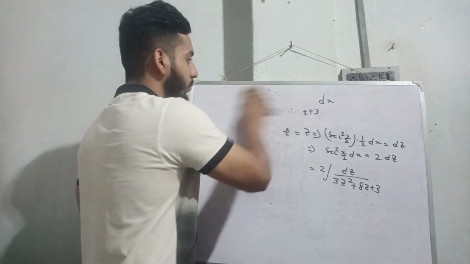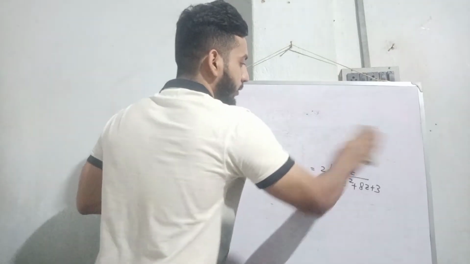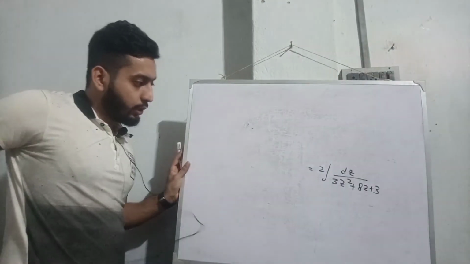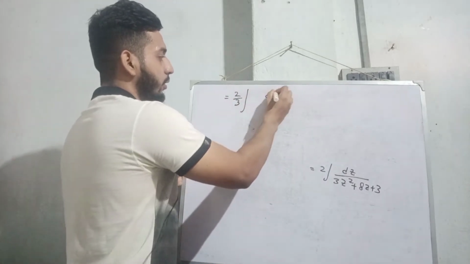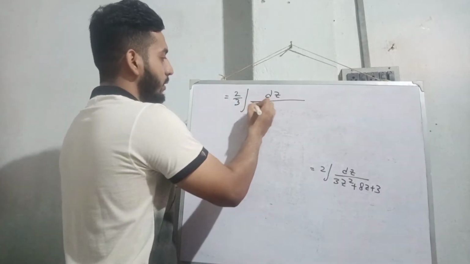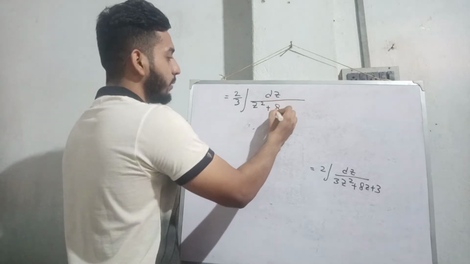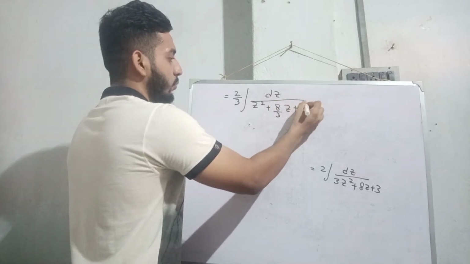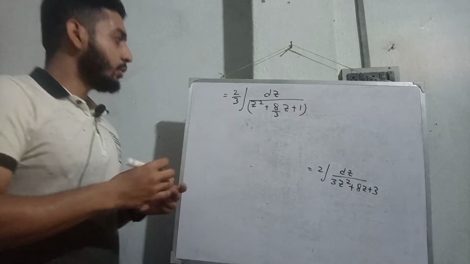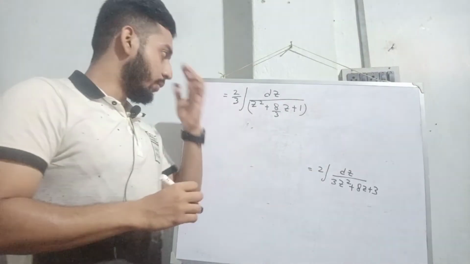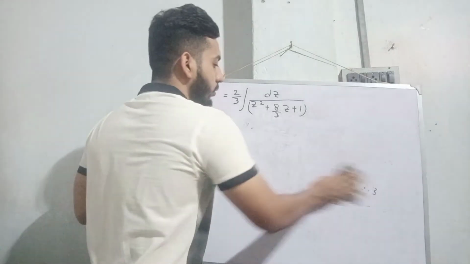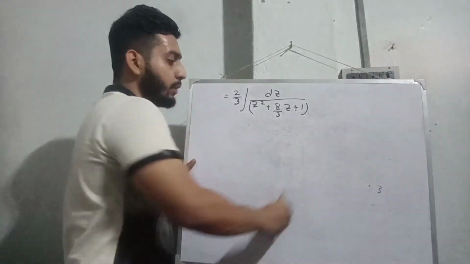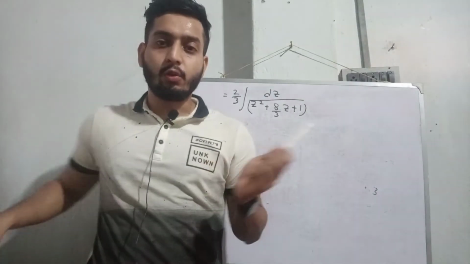after taking 3 out of here, 2 by 3 integration of dz by z square plus 8 by 3 z plus 1. Now try to make it a square form. Now how to make it a square form? We need to apply the formula of a plus b whole square or a minus b whole square here.